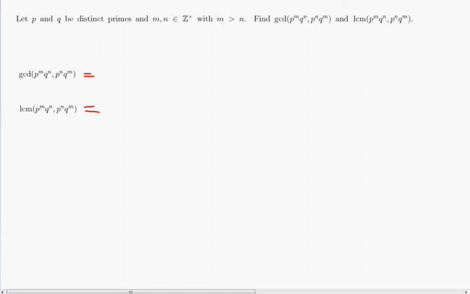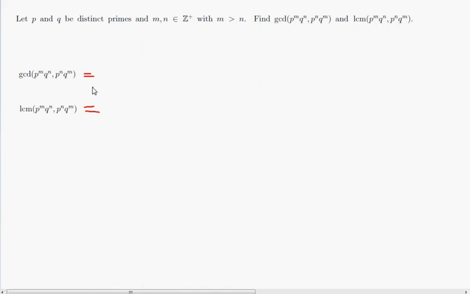We have p and q are distinct primes. m and n are positive integers where m is bigger than n. Find the greatest common divisor of p to the m, q to the n, and p to the n, q to the m. And likewise, the least common multiple of those same two integers, p to the m times q to the n, and p to the n times q to the m.